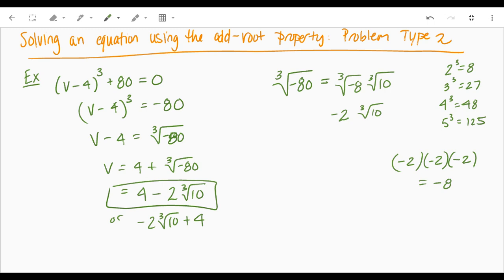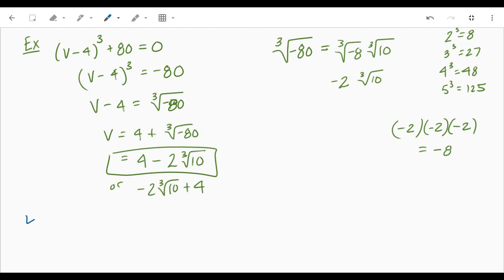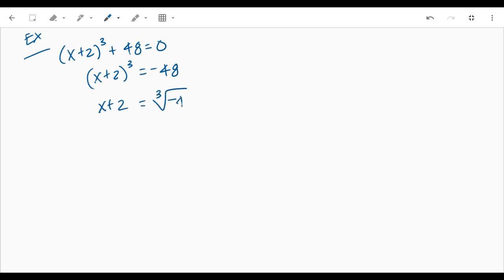Let's do another one. Okay, the next one, x plus 2 cubed plus 48 equals 0. So x plus 2 cubed is negative 48. So x plus 2 is the cube root of negative 48. And then we can subtract the 2. Okay, now your cube root of negative 48.